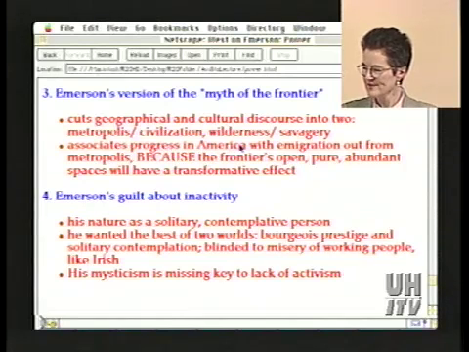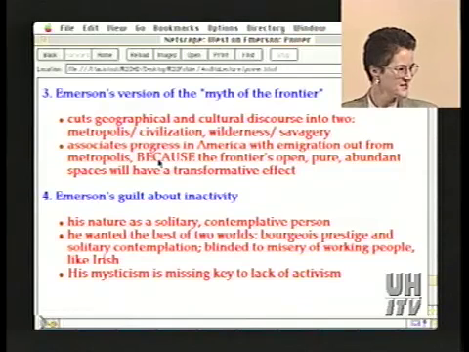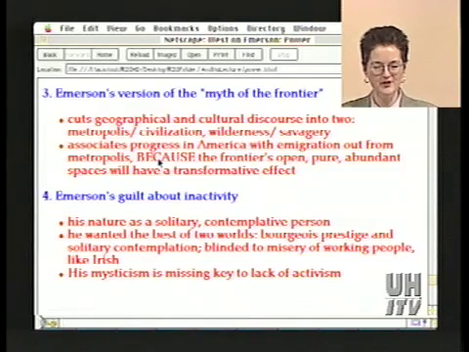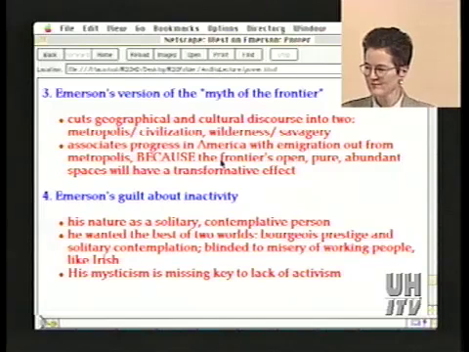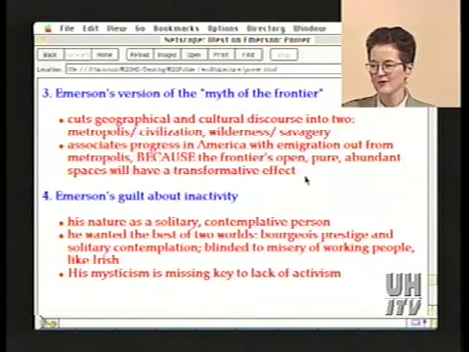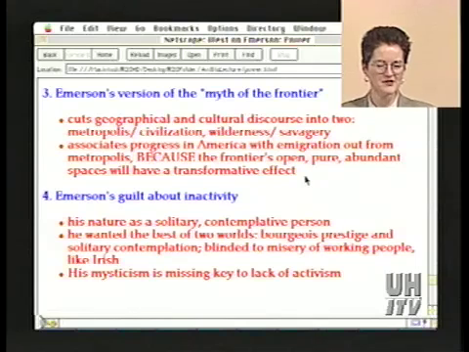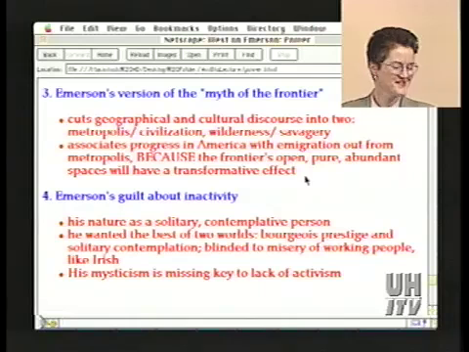Here's the subtle point B here. It associates progress in America with immigration out from the metropolis. That is, it's good, it's civilizing to leave the city and go to the woods. That sounds like a paradox. That sounds like the reverse of what you'd think. The woods is more civilizing than the city because nature is so wonderful. The frontier's open, pure, and abundant spaces will have a transformative effect. So all the humans are getting evil and small-minded and greedy and corrupt by being stuck in cities, so they should go out in nature where there's just abundant, pure, virgin land and make themselves one with that land, and that's great. That's the goal.